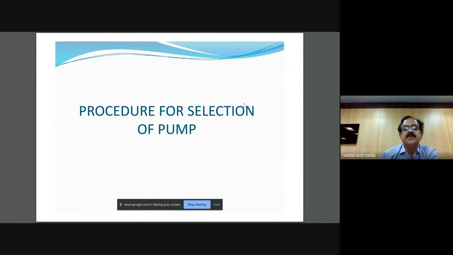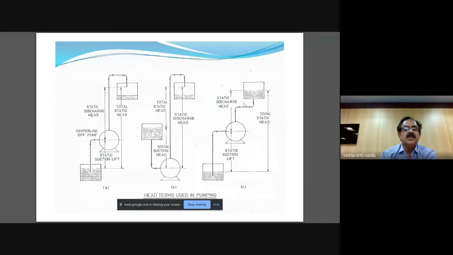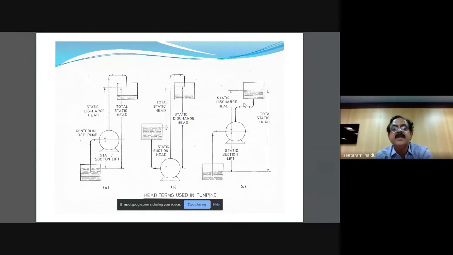Pump selection is given here; you can go through it. These are the head terms used in pumping: suction head and delivery head. If the delivery is dropping at this point, the delivery head is measured only up to this point, not to the top. Keep this in mind. This particular arrangement is always better because the delivery will always be filled, and there is no problem of air cushioning.